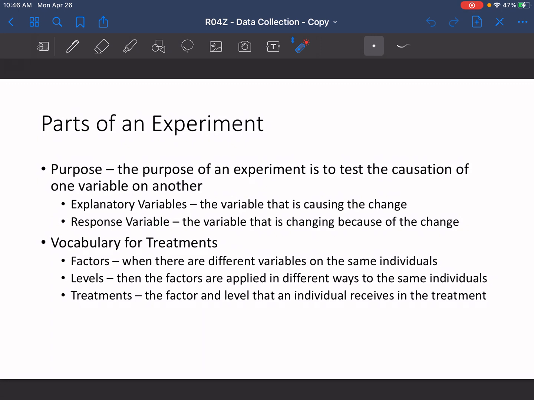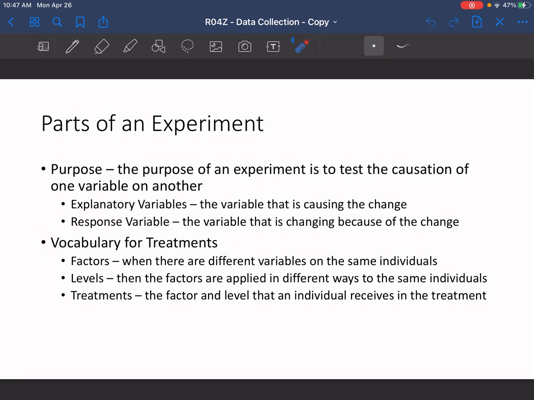And then you have a response variable, and that is the variable that is changing because of the explanatory variable, or because of the change, basically. That's essentially what we're testing, whether or not the explanatory variable has any effect on the response variable.